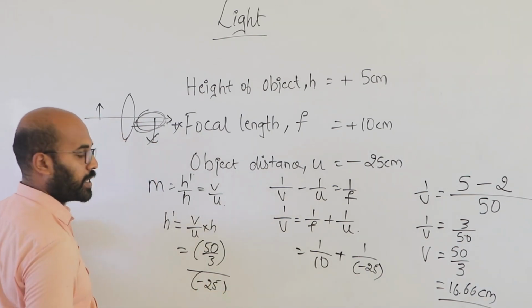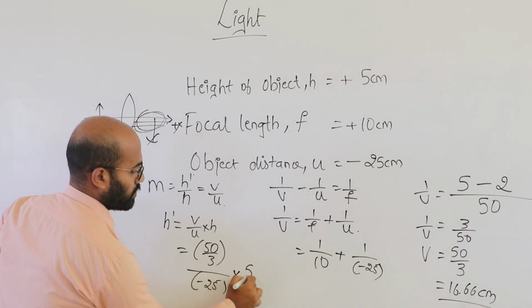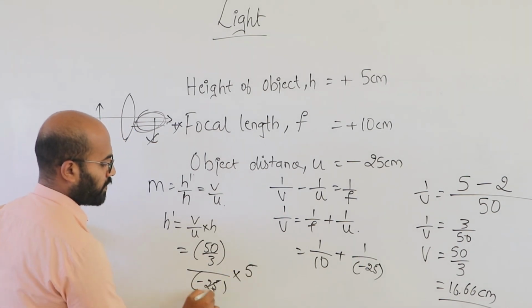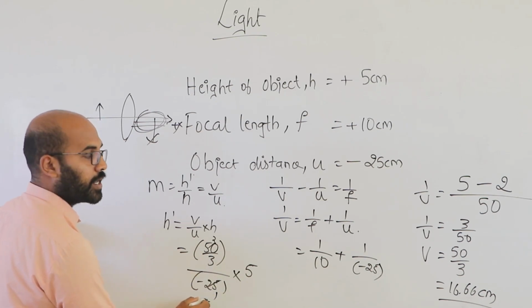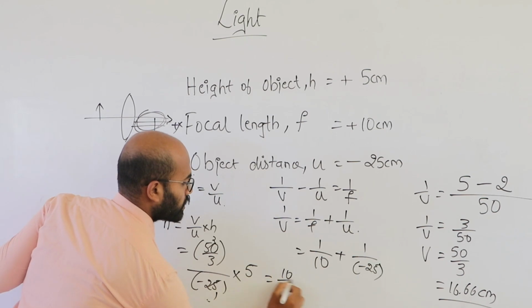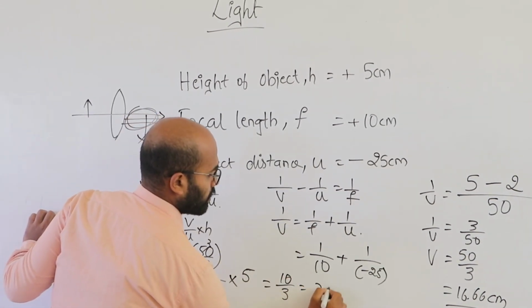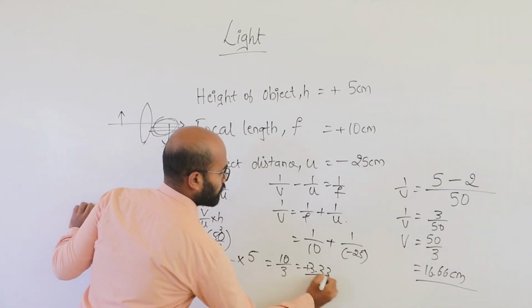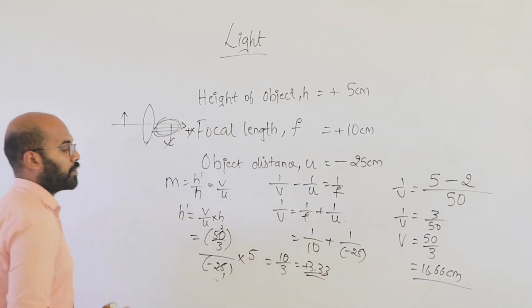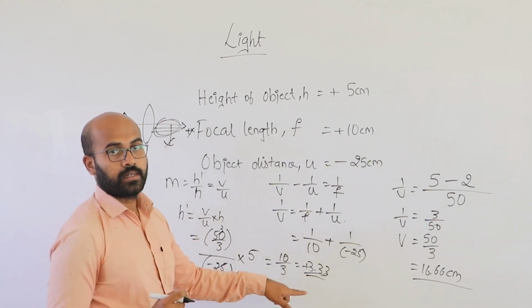So you have to write minus into h is 5. So 25 ones are 25, 2s are 50. So 3 goes to the denominator. So it is 2 into 5. It is 10 by 3, which is nothing but 3.33. So it is plus 3.33. Is it plus or minus?